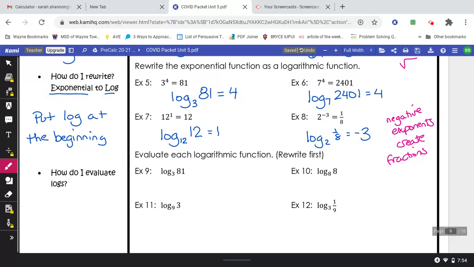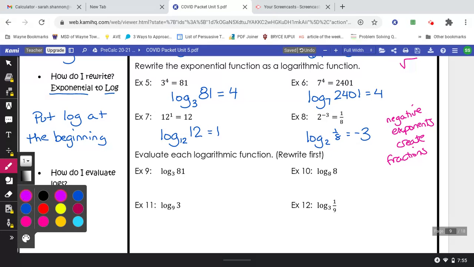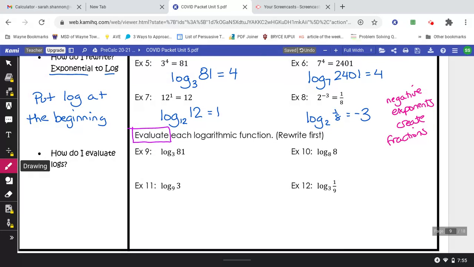Examples 9 through 12, we are actually going to evaluate. Evaluate is when you have a number that's actually missing and you're trying to figure out what that number is. So we're going to set it equal to something. I always use a box. You could also use an X if you want. And then just make sure you rewrite it.